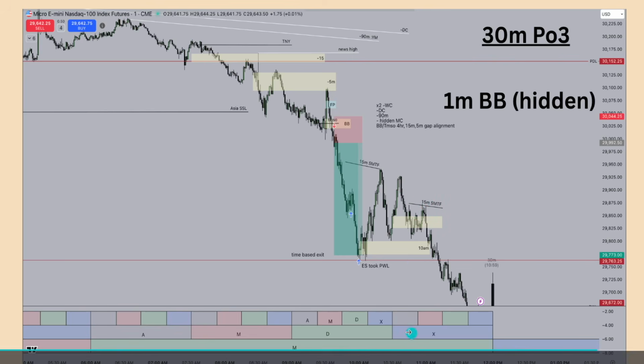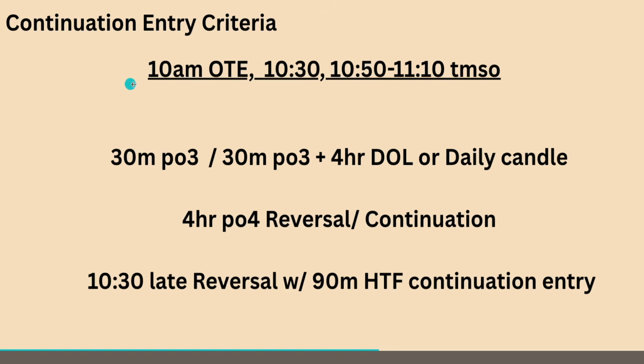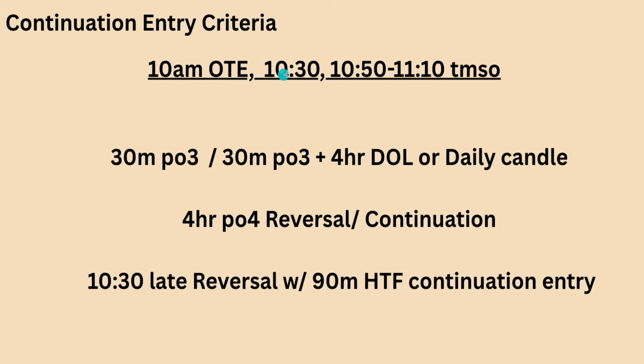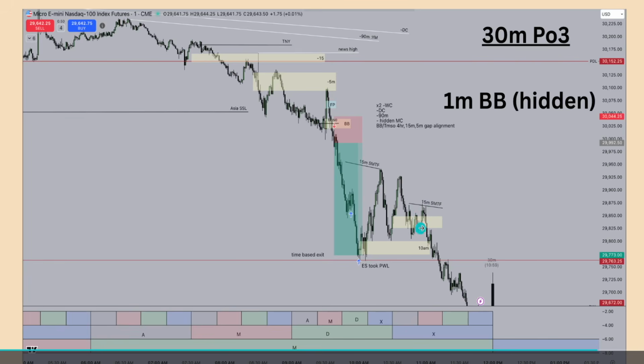But if you waited for the next true microcycle open, like I say in my entry criteria, we have 30-minute PO3 at open, we have 10 a.m., we have 10:30, and then we have 10:50 to 11:10 right here. It's this small area where we're waiting for our true microcycle open, our D and X, and then AM or XA to be put in place, and all this nonsense is going to happen.